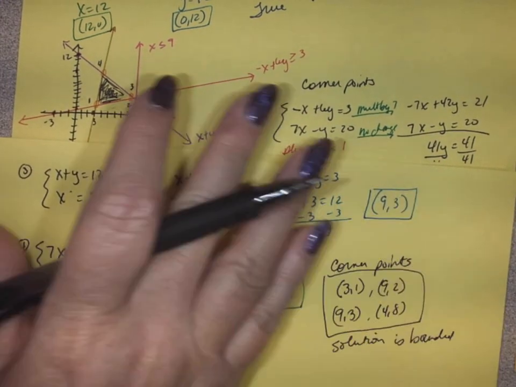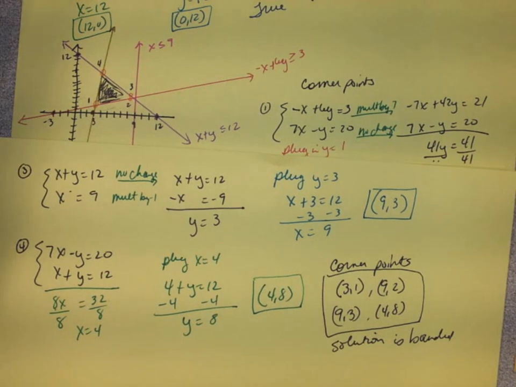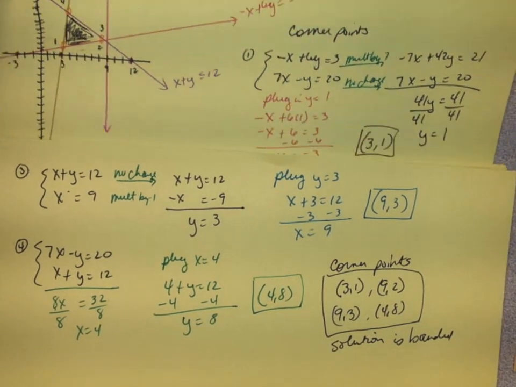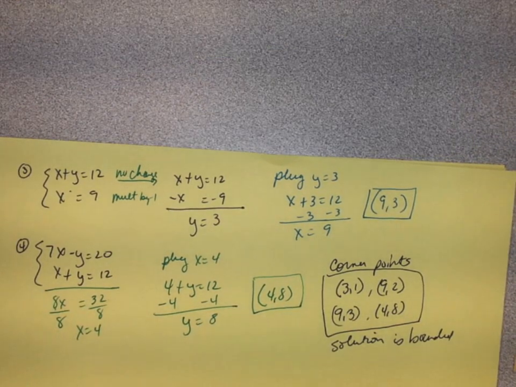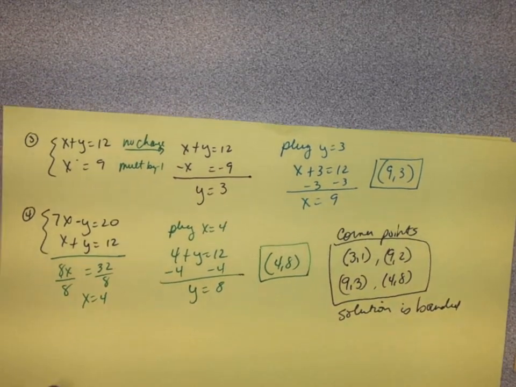On an exam, I won't make you do this much. You don't have enough time. It would be more like the question on 5.2 where you are given one corner point and the others are intercepts. Okay?